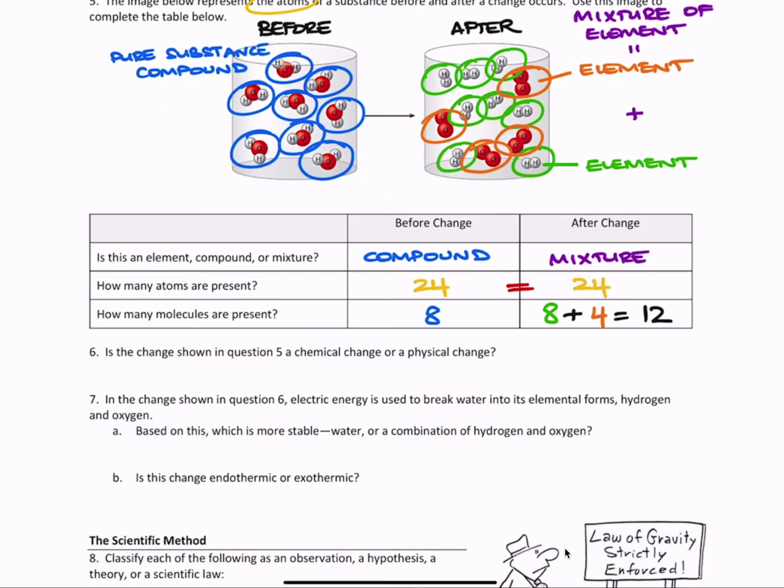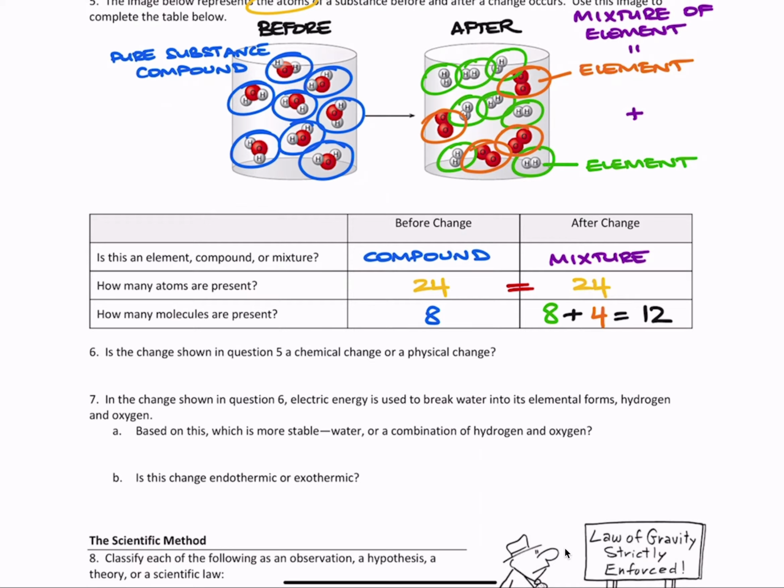Because the molecule is how the atoms are combined together, there is no rule that says that you need the same number of molecules before and after. What you have here is the same number of atoms before and after. The difference between the before and the after is how the atoms are organized. Therefore, in this change, is it chemical or physical?